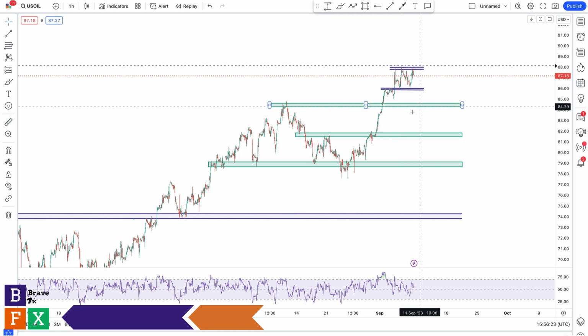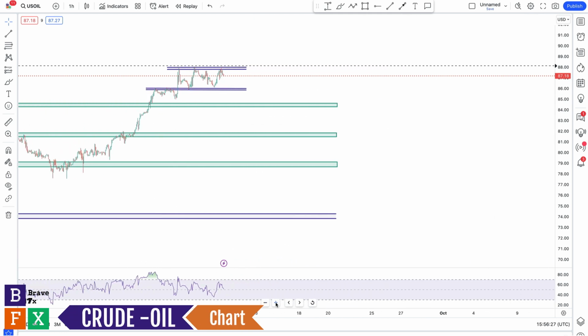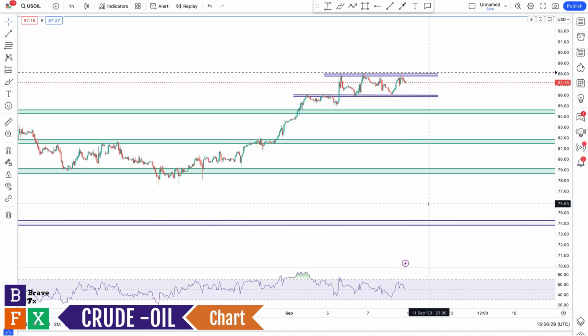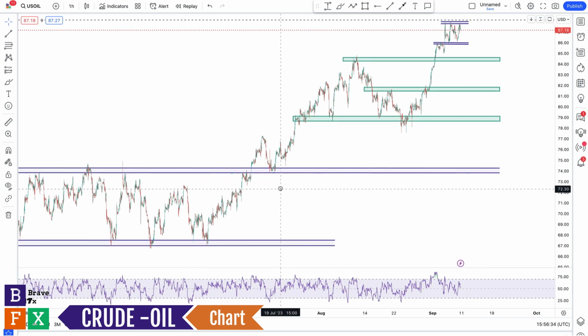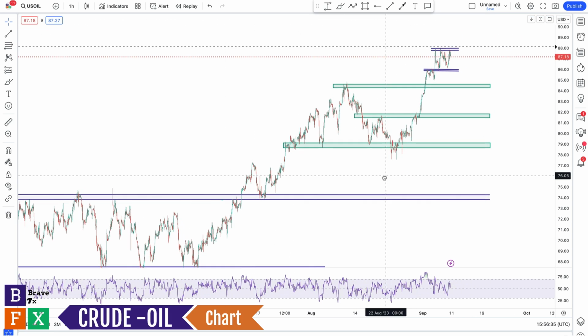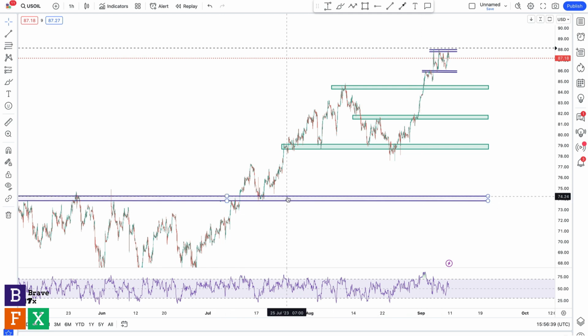So crude oil is something I've been watching over the past few days now, and we seem to be in a bullish trend, right? So we've been in a massive bullish trend, and mind you, we have identified important areas of value. So we have one here, there's an area of value, we have another one here, we have another one here, and one more over here.